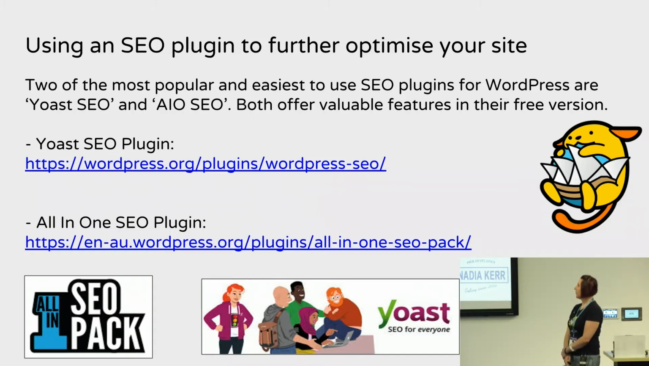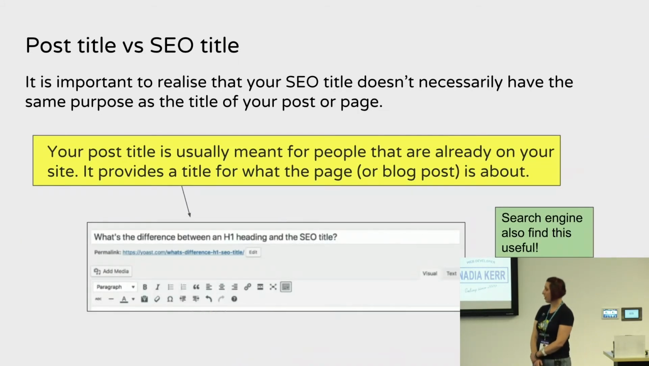So, post title versus SEO title. There is a difference between the two. Stepping right into WordPress here. You can have the same title for both, don't get me wrong. However, your post title is usually meant for people that are on your website. So this is the title tag that you would see displaying on the page when someone visits your website. Search engines also find this useful because it's text that's on the page that they read, so it's telling them something meaningful.